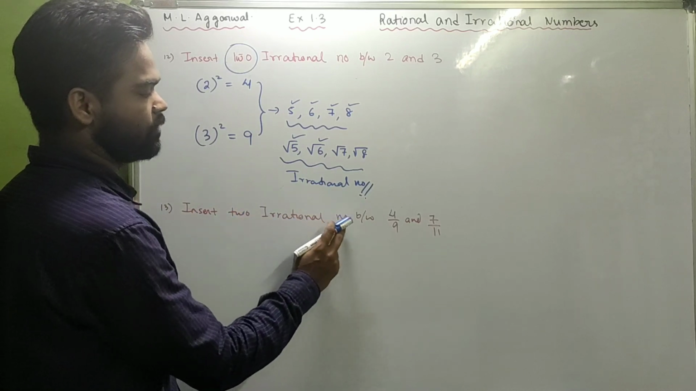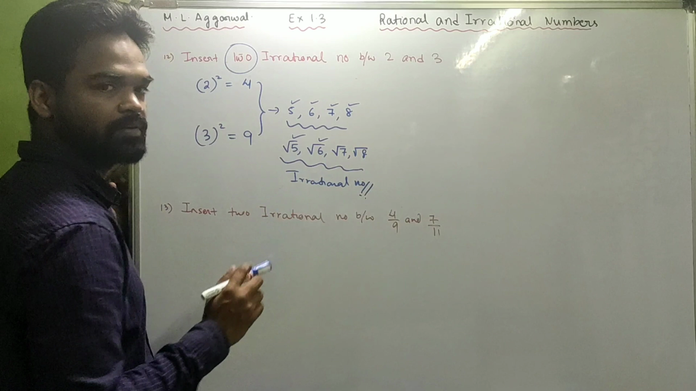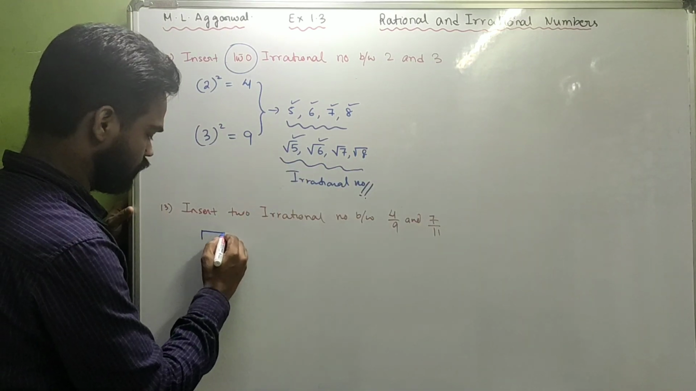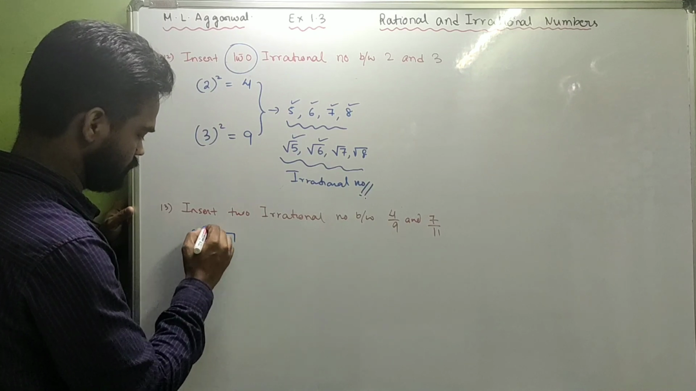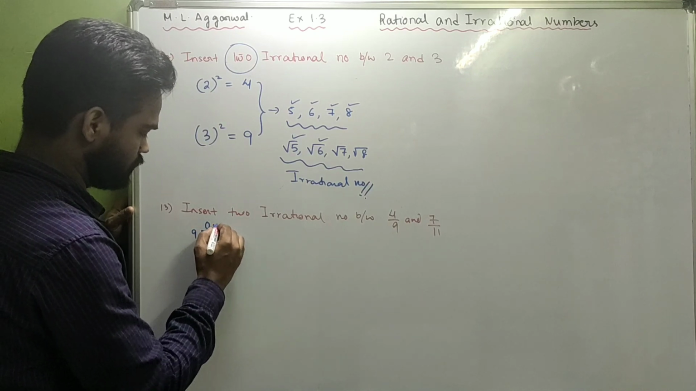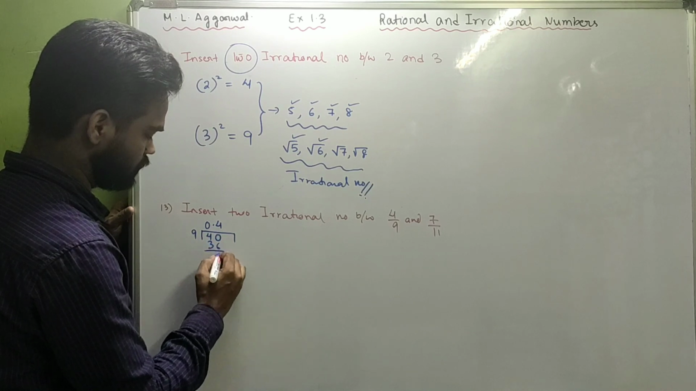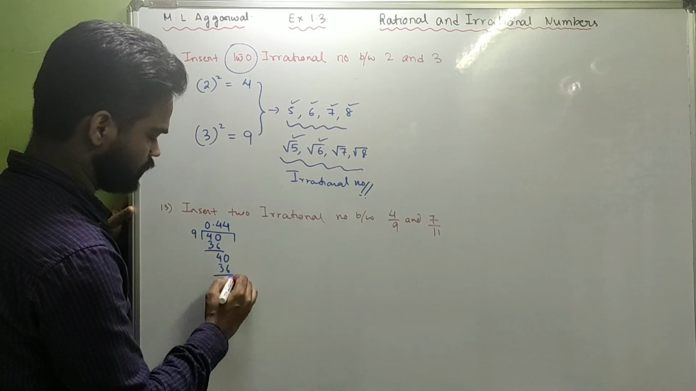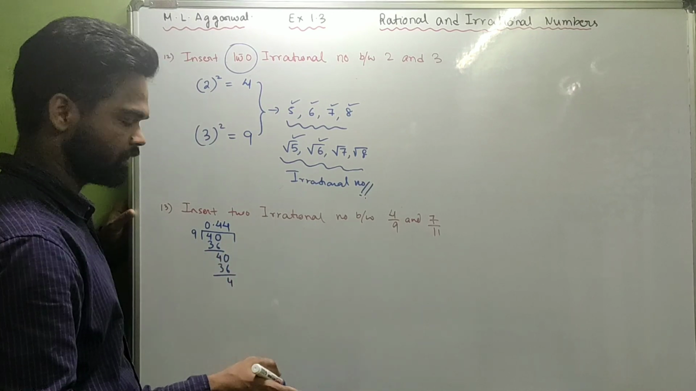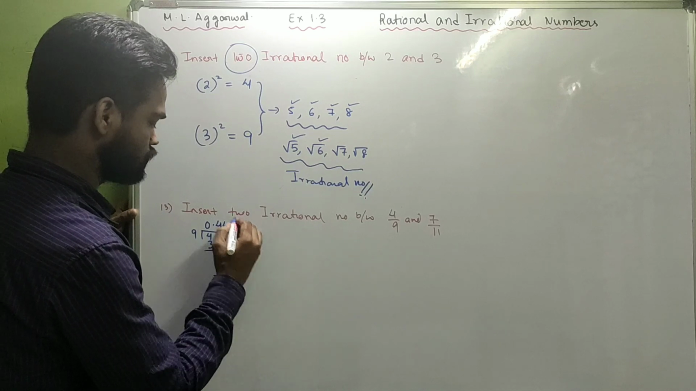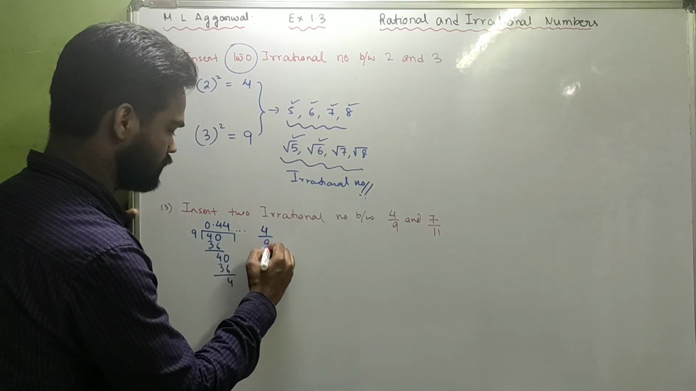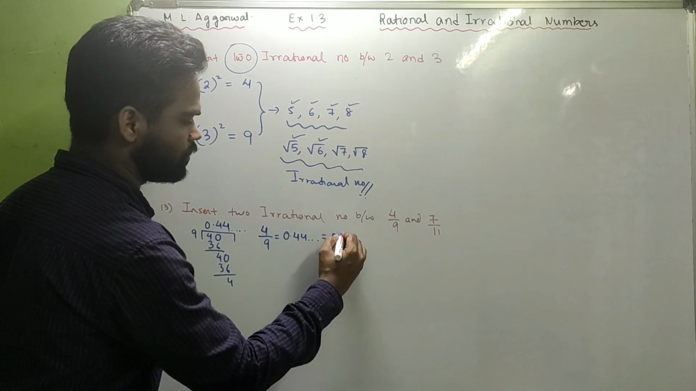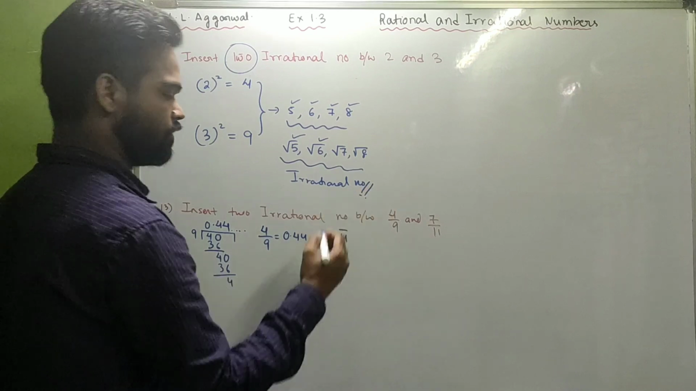Insert two irrational numbers between 4 by 9 and 7 by 11. What we'll do over here, first change it to decimal. See, 4 by 9. You place a point 0. 9 4s are 36. 4 comes, again 0, and 4s are 30. It goes on because the remainder is repeated, isn't it? So 4 by 9 is actually 0.44 dot dot dot, which can be written as 0.4 bar.